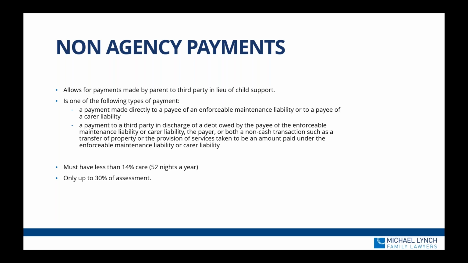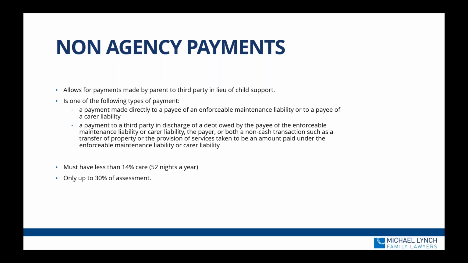So one of the following types of payments might be a payment made directly to a payee of an enforceable maintenance liability or to a payee of a carer liability. A payment made to a third party in discharge of a debt, often at separation, that might be a credit card debt or a loan on a vehicle, and of the enforceable maintenance liability. To be able to claim a non-agency payment through the department, you must have at least 14% care, so that's 52 nights a year, and you can only claim up to 30% of the assessment amount.